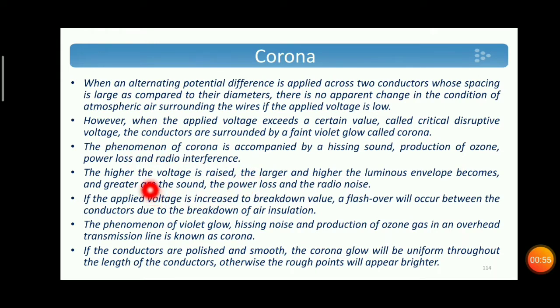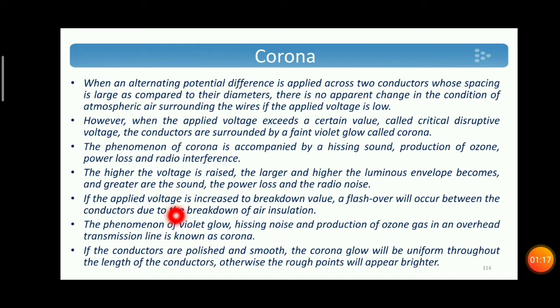If the voltage is raised, the larger and higher the luminous envelope becomes, and the greater the sound, the power loss and the radio noise. If the applied voltage is increased to the breakdown value, a flashover will occur between the conductors due to breakdown of air insulation.